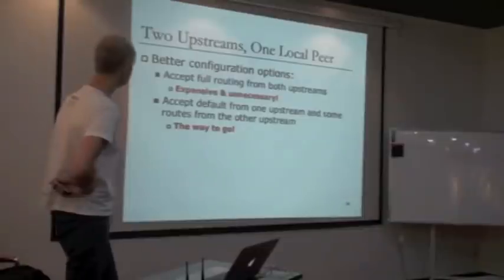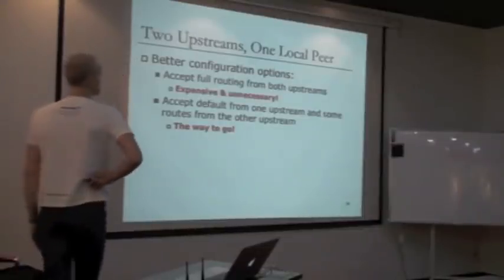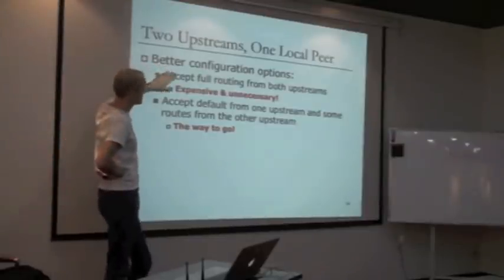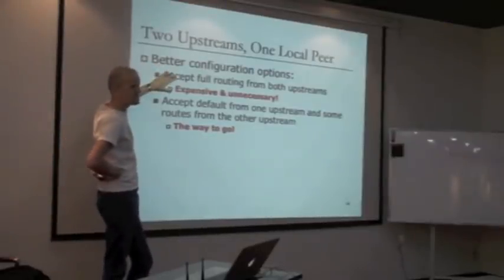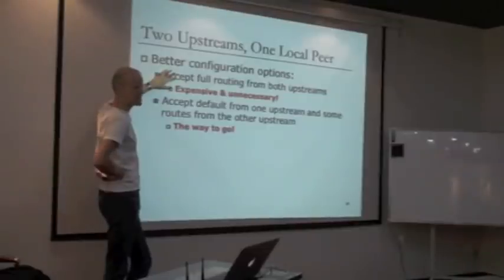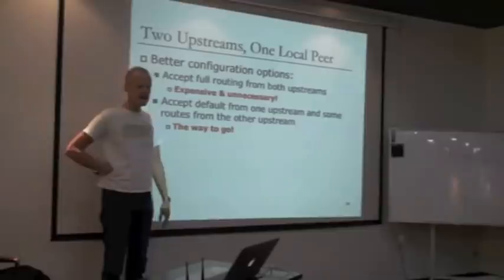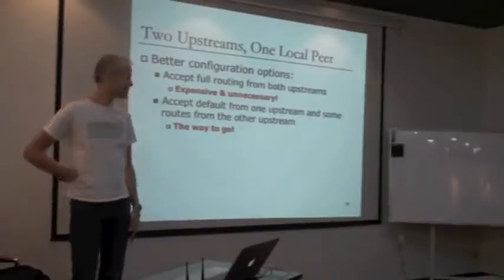So what do we do? Well, there are 2 ways. We can accept full routing from both upstreams. So this is the standard way. That's what everybody's reaction is: oh, I need the full BGP table. But this gets really expensive and it can be unnecessary as well.